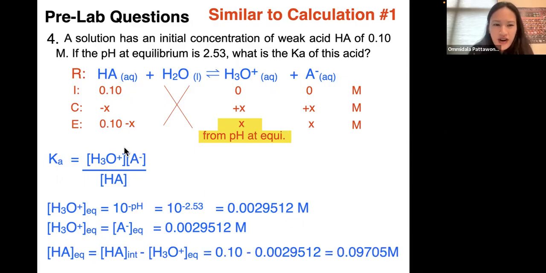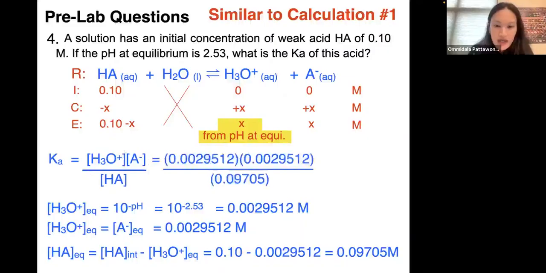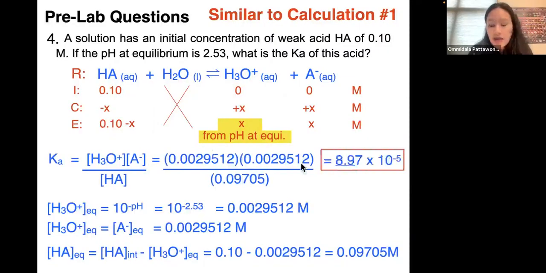You probably notice that it's very, very close to 0.1. The reason for that is because this is a weak acid. It doesn't dissociate much. So that's why your equilibrium concentration of HA comes out very close to the initial concentration anyways, right? Because it doesn't undergo change by much at all. So if you plug these back into the Ka expression, you are going to get 8.97 times 10 to negative 5.